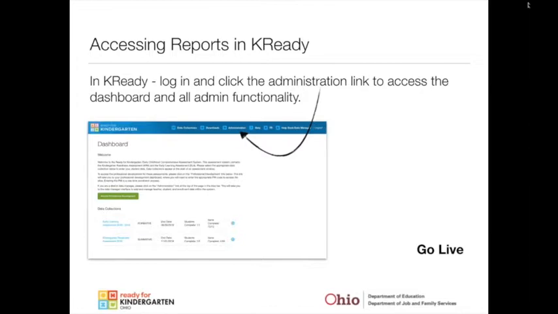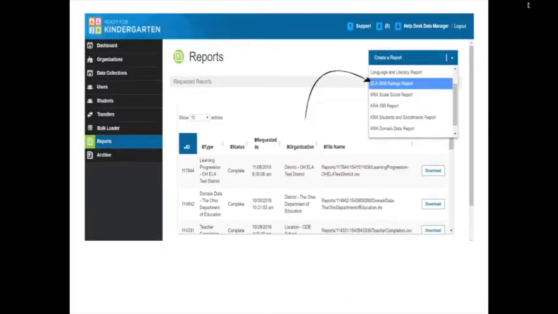So you would log in and click on the administration tab. Once you've clicked on the administration tab, you have access to all admin functionality. Note, you only have the administration tab if you are the data manager or if the data manager has added you as a location administrator. Once you're on the administration tab, you'll click on reports, and then in the reports feature, there's a drop-down box. On that drop-down box, you're going to select what says ELA SKB ratings report.